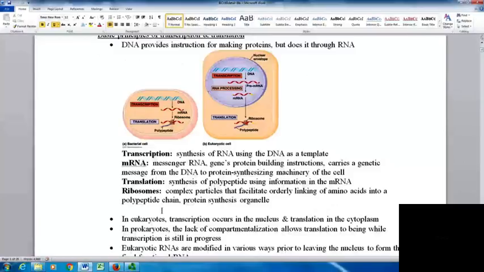Ribosomes are just your complex particles that will facilitate the orderly linking of the amino acids into the polypeptide chain. They're considered your protein synthesis organelle. They're going to make sure that each of those amino acids is put in the chain in the correct order. Translation is this process of synthesizing the polypeptide using the information from the mRNA.